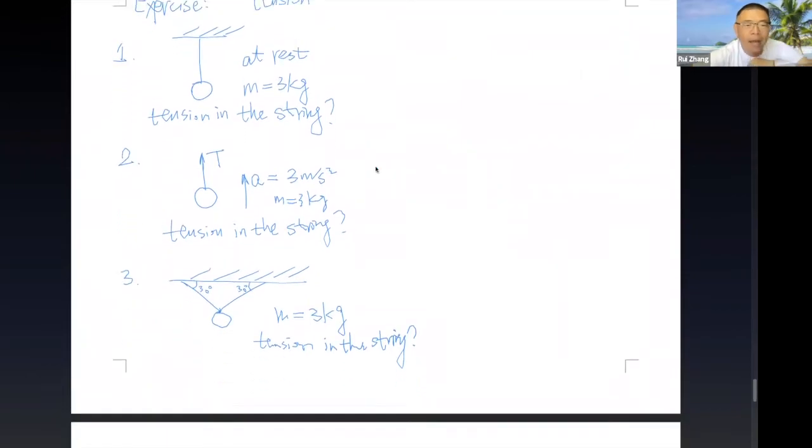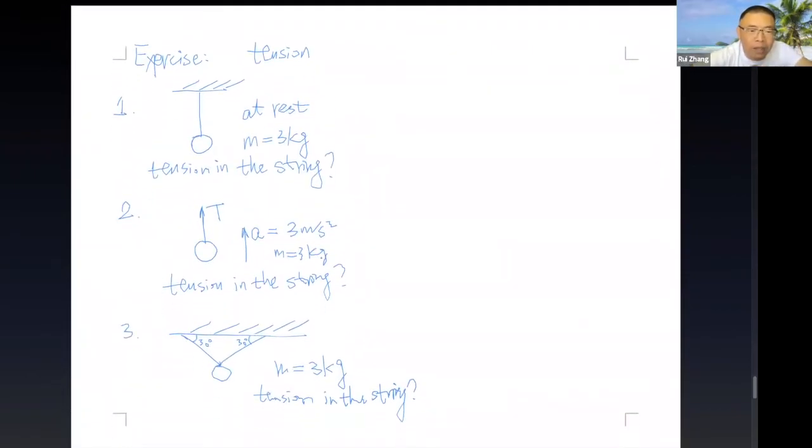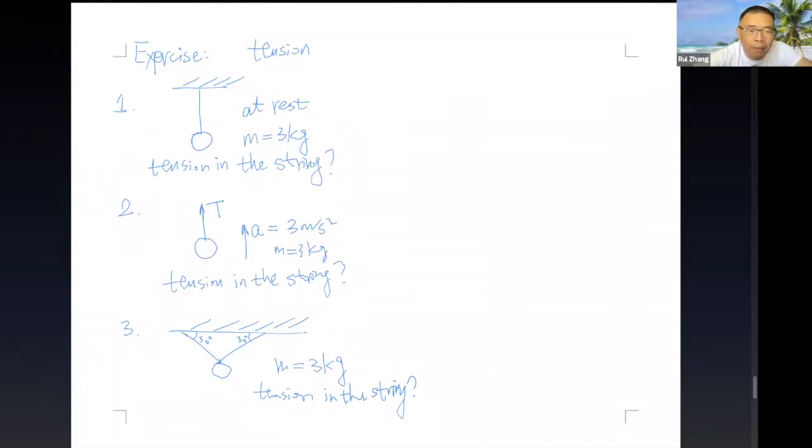Okay, so let's go back to this. Again, we have these 3 exercises. Please start from the first one.